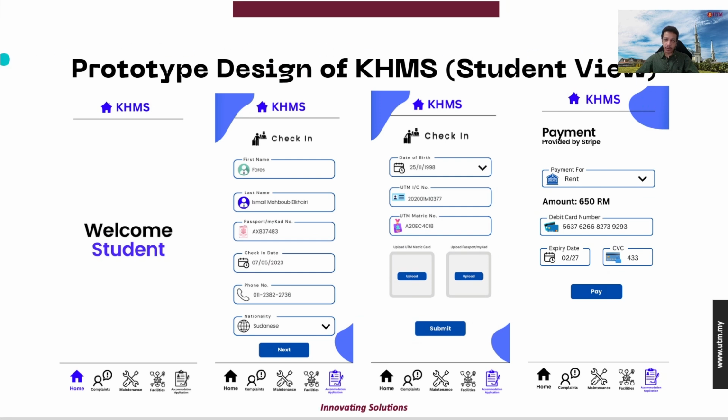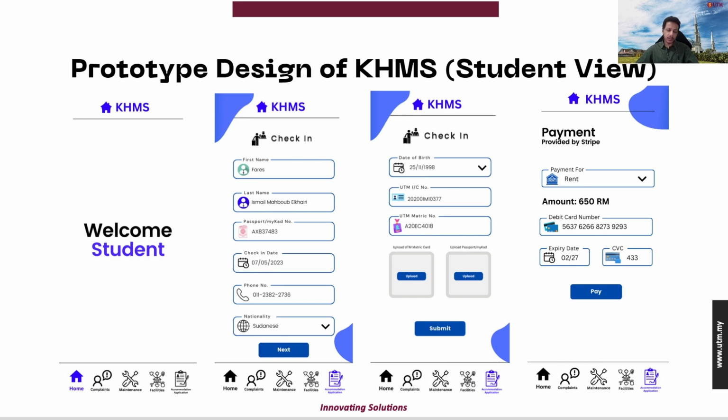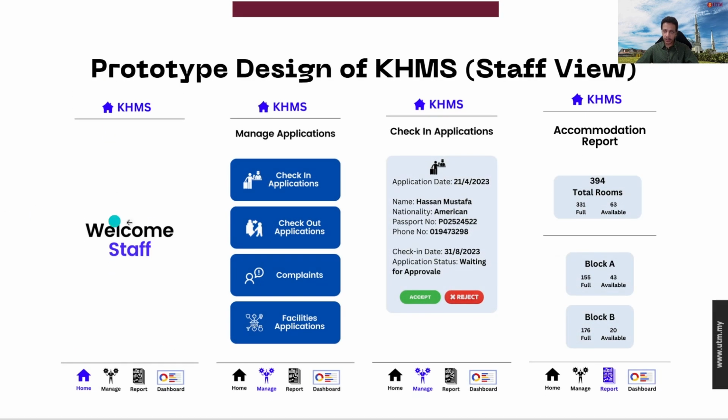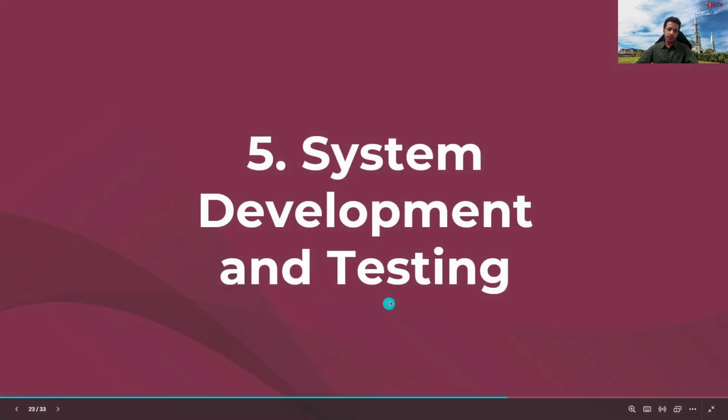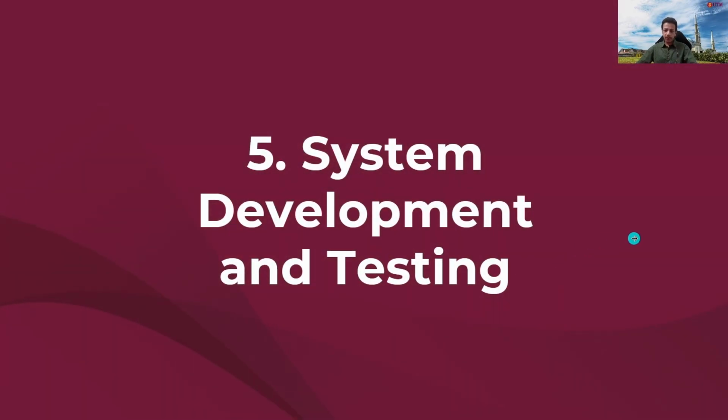Now here's the original prototype design that was made during PSM1. You have the student homepage, the check-in page, where the user has to enter all the information and upload the documents. And here the payment by Stripe. And here is the staff view, where we have the manage applications, all the options, check-in, check-out, complaint, facilities. Here is the check-in application details and the accommodation report, which is in the dashboard and report. And next we'll take a look at the system development and testing.